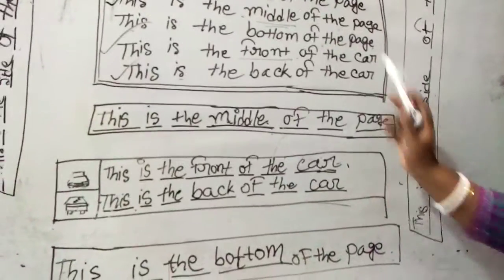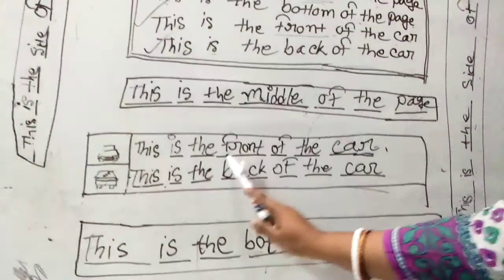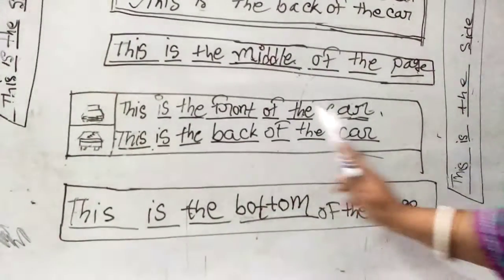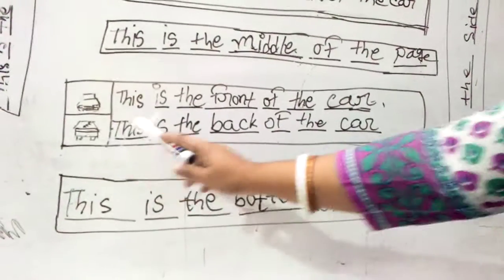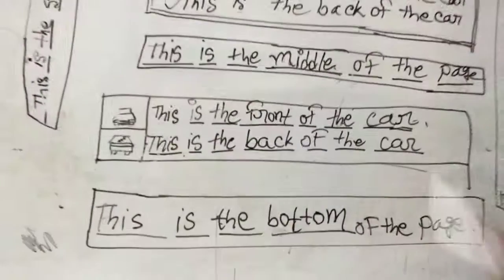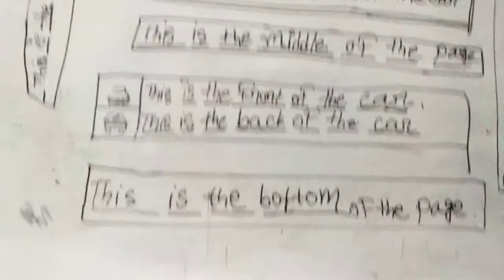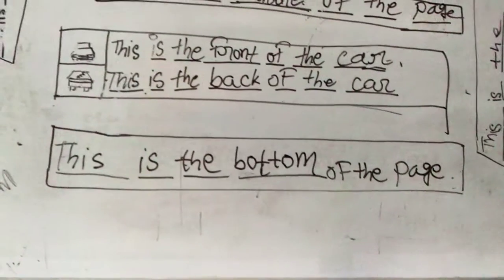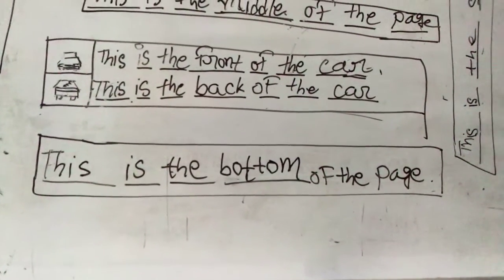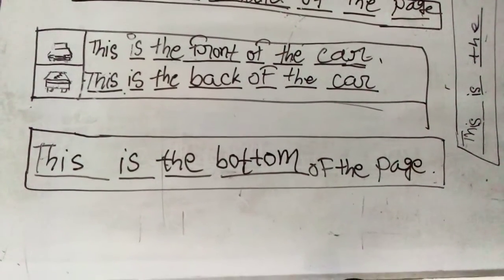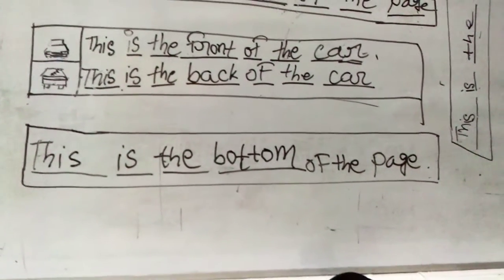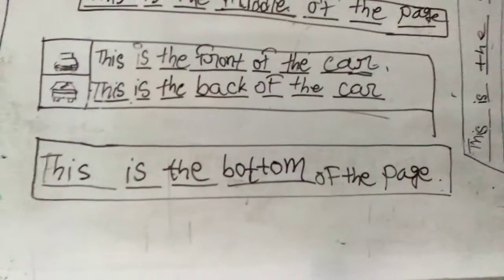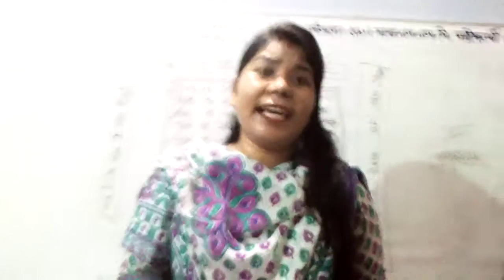Okay, write it down. Then two of the car pictures, one is the front side, another one is the back side. So this is the front of the car, and beside it, the next one, we have to write this is the back of the car. And the last box is a whole blank, so you have to put the left one. As it is the very ending part of the whole page, we have to write this is the bottom of the page. Okay, I think it is the easiest thing to do.